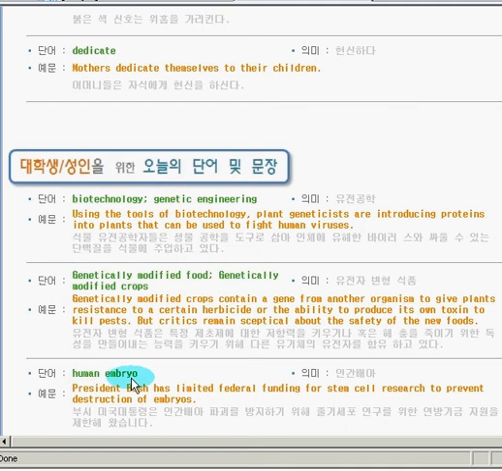Okay, we go now to the final one, human embryo. Human embryo can also mean fetus or an unborn child. So let's use it in a sentence again. President Bush has limited federal funding for stem cell research to prevent destruction of embryos. Again, President Bush has limited federal funding for stem cell research to prevent destruction of embryos. So that's human embryo.